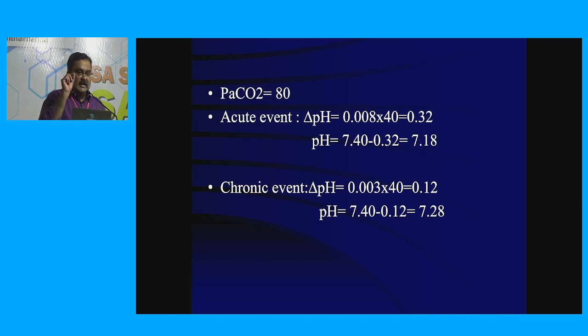Okay. So the change in pH, for every millimeter of mercury that has gone up or down, the pH will change by 0.008 in case of acute, 0.003 in case of chronic. That means the pH will be coming back toward normal in a chronic. Will not be normal, but will try to normalize in chronic, whereas in acute it will be lower. Okay. This is okay.